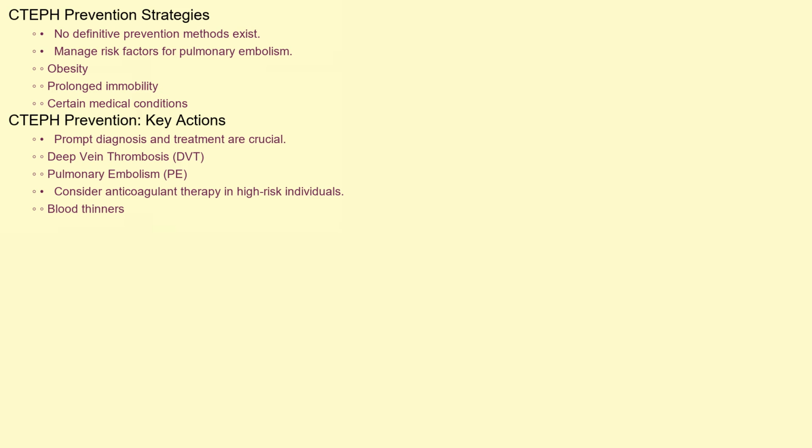Unfortunately, there are no definitive ways to completely prevent CTEPH. However, managing risk factors for pulmonary embolism, such as obesity, prolonged immobility, and certain medical conditions, can help. Prompt diagnosis and treatment of deep vein thrombosis and pulmonary embolism are crucial to reduce the risk of clot organization and CTEPH development. In high-risk individuals, anticoagulant therapy, or blood thinners, may be considered.